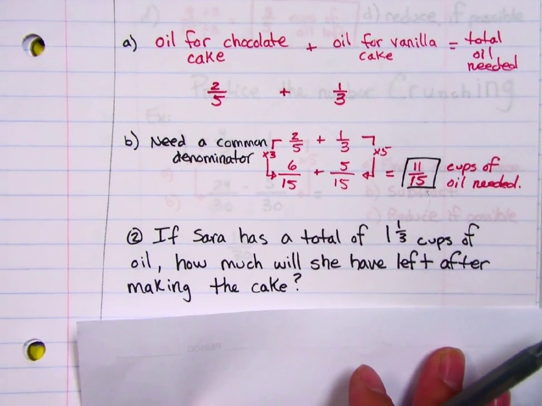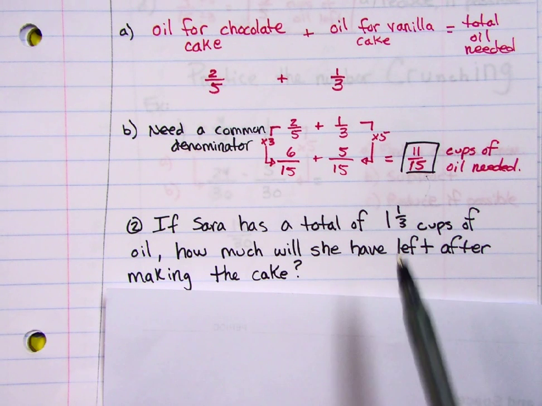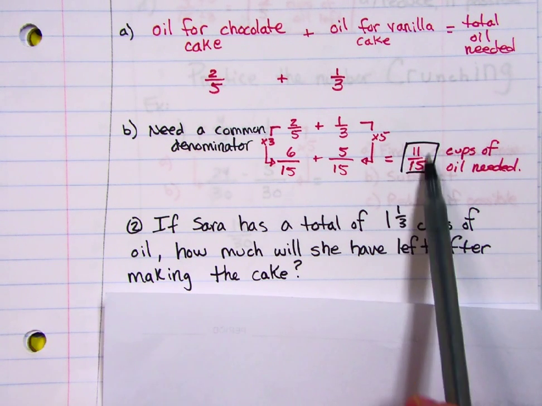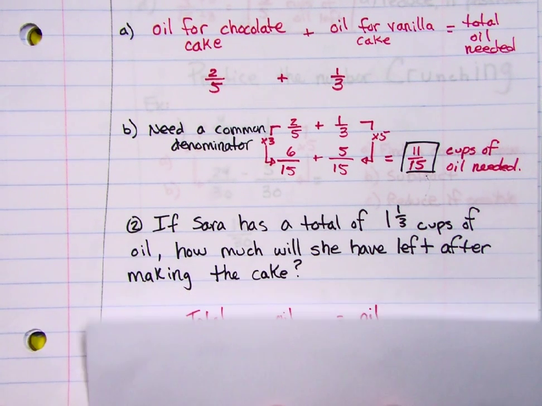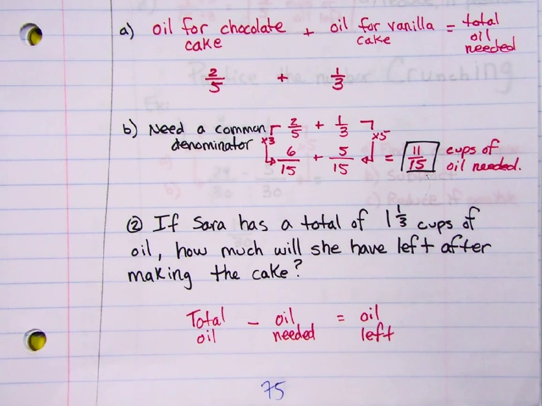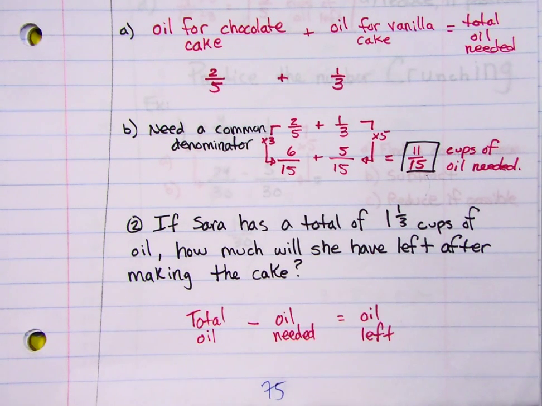My next question to you is, wait, what if Sarah has a total of 1 1/3 cup of oil? How much oil does she have left over? Well, we know she has enough to make that because this needs less than 1, so she has more than that. How do we figure that out? Well, we're going to have to subtract the total oil, which is here, and subtract the oil that we need, which is here, and figure out what we have left.